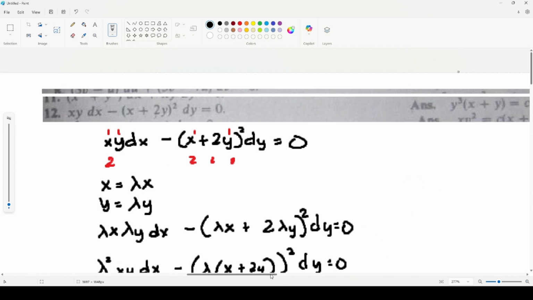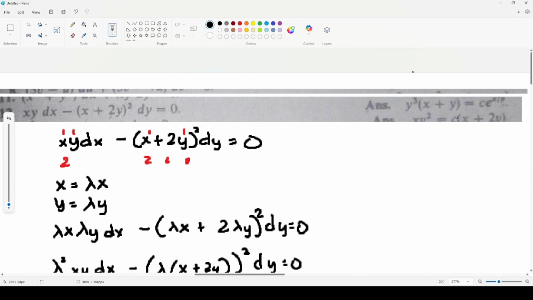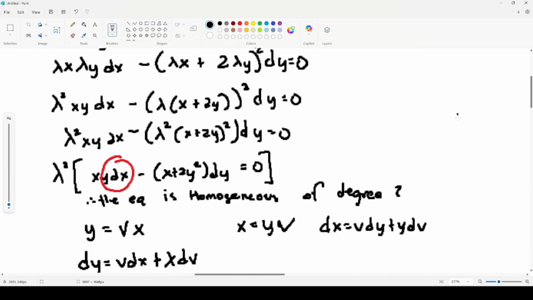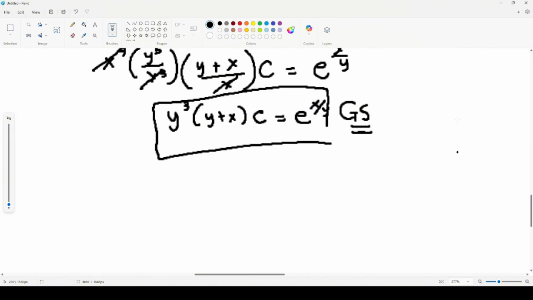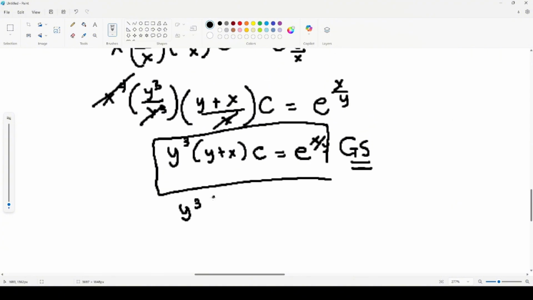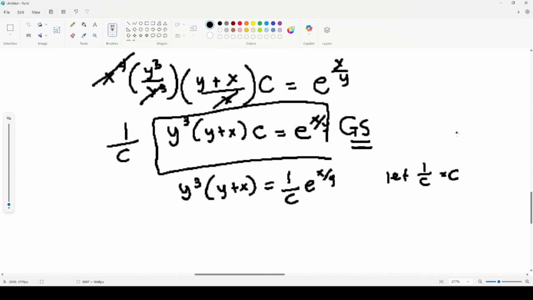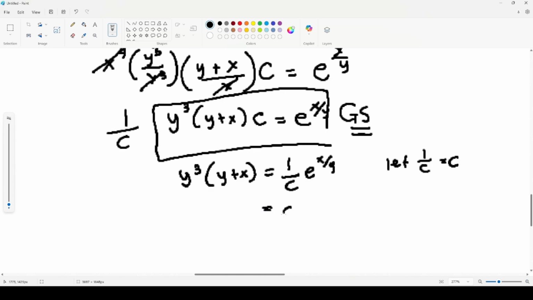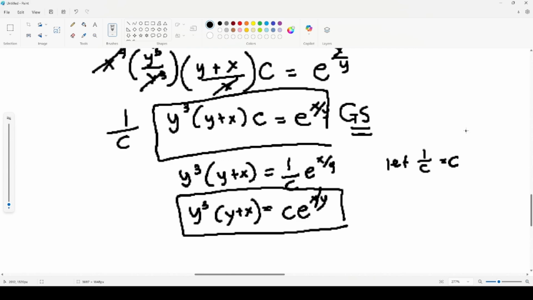So C is on the right side. Remember C is a constant, so we can just move it to the opposite side. Divide both sides by C. So 1 divided by C will become 1 over C, e raised to x over y. Then let 1 over C be equal to C, because C is an arbitrary constant. C e raised to x over y. Now, y cubed, y plus x. So it's basically the same, and I will treat it as correct.